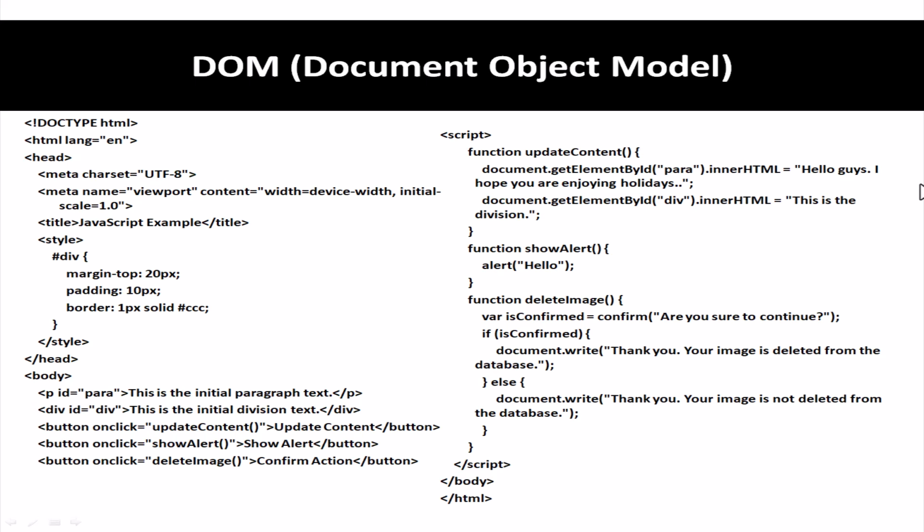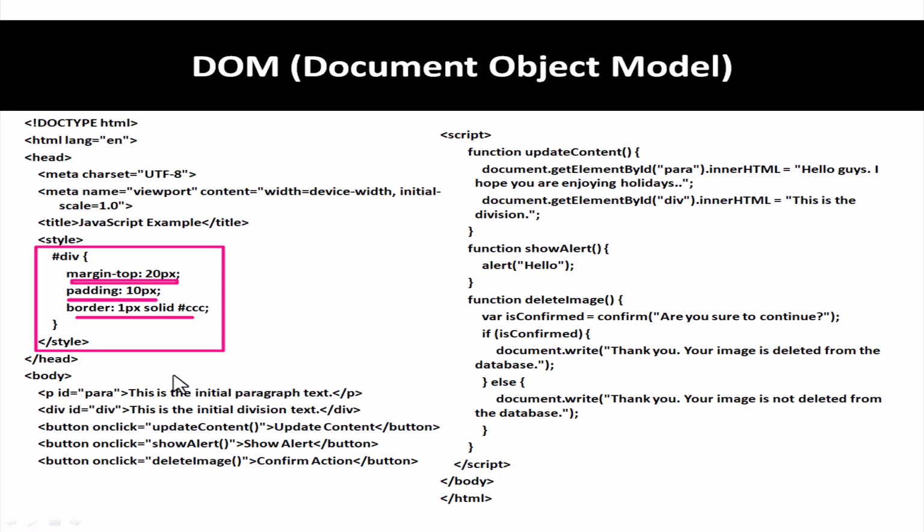Here we have an example where you apply certain styles, using all the things we have seen: alert, confirm box, document.write and getElementById. These things we are going to apply in this program. Here we have applied the style tag, which is CSS, where you place the border, padding and margin. We have placed a border of 1 pixel, padding of 10 pixels and margin top of 20 pixels.